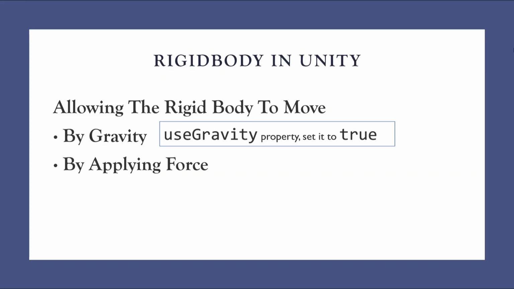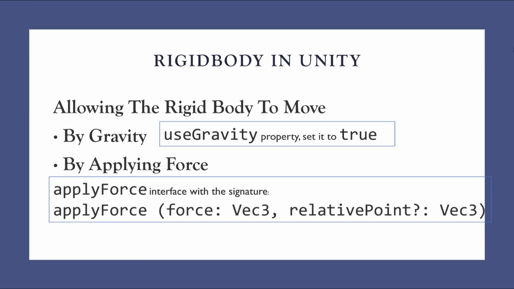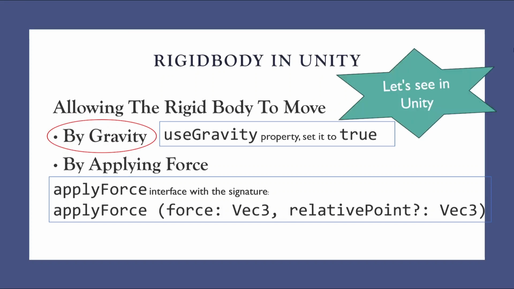Or else if you want to have your own kind of thing by applying force, then you need to use the method called apply force, which requires some variables. These will work by using C sharp scripting, but this video is out of that. In this video we will be understanding how by gravity we are going to apply the rigid body component onto our game objects. So let's see in the Unity.